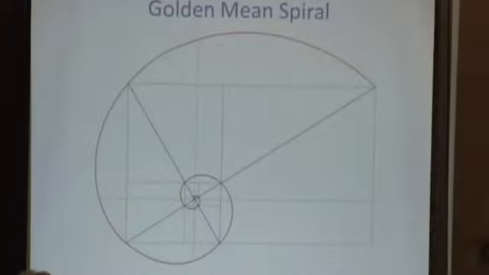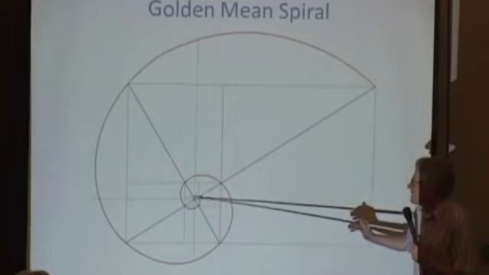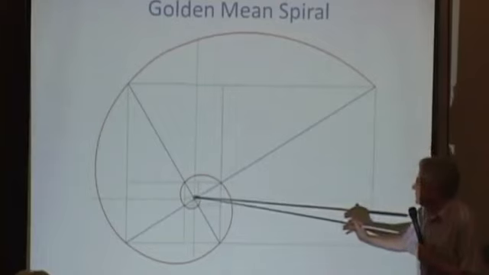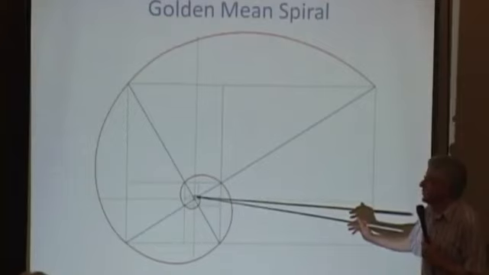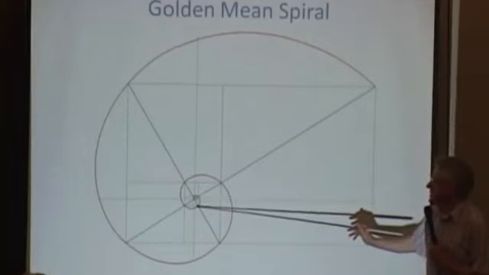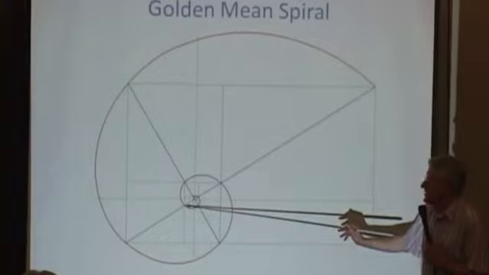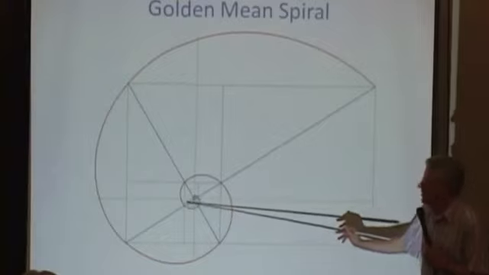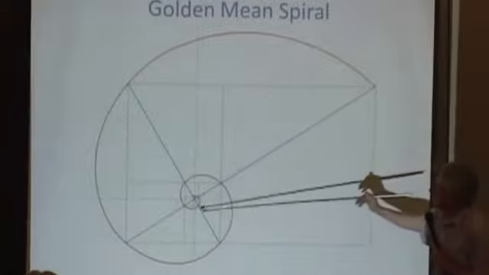Continue that process, and we get the golden mean spiral. So again, we start out with our small golden rectangle in the center, add a square to it, and then form a new square on the long side. And then that forms a new golden rectangle. Build a new square on the long side, and that creates an additional golden rectangle. And so on, we continue all the way out.